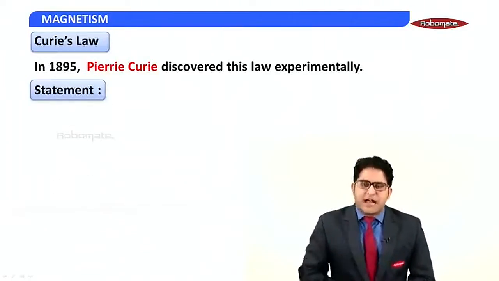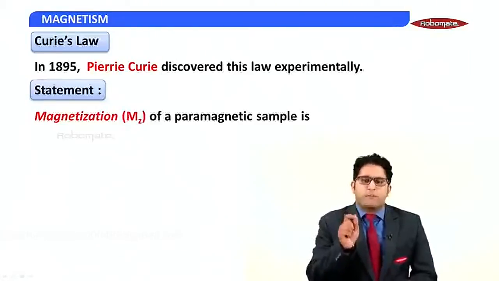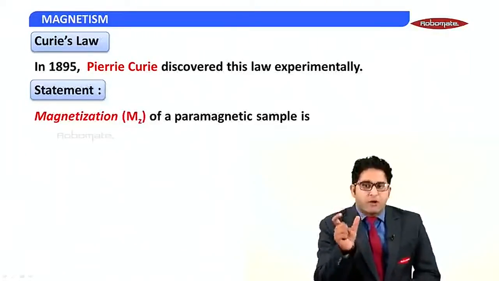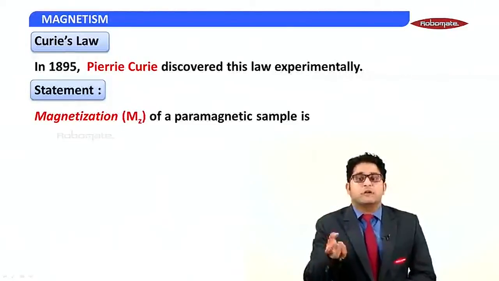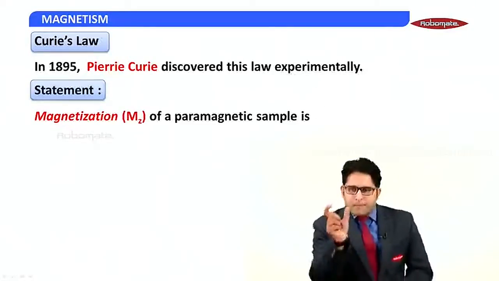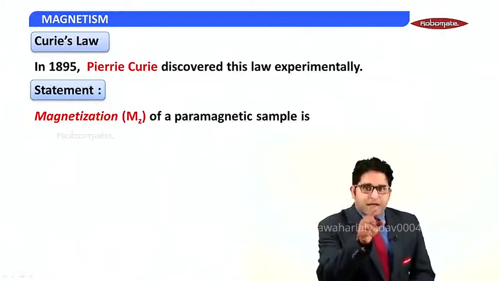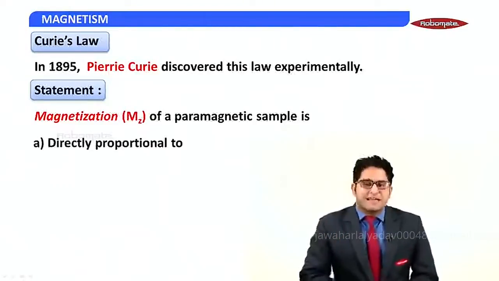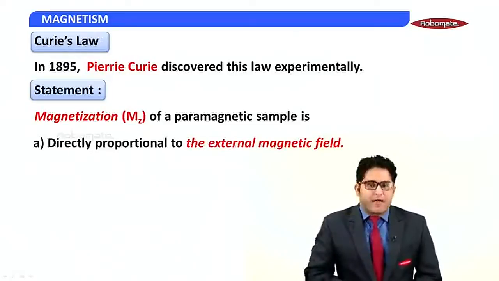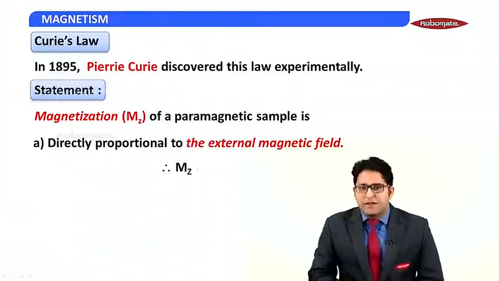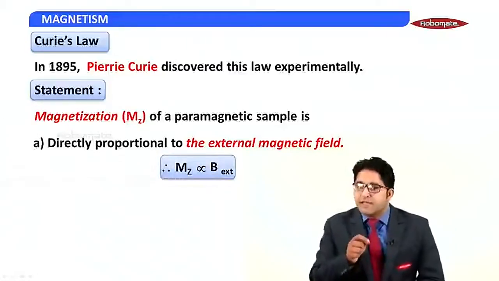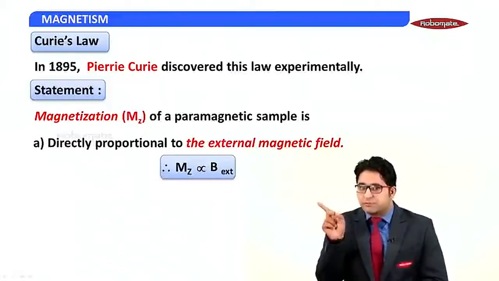He stated that magnetization of a paramagnetic sample. Now we have already learned what is magnetization. Magnetization is the ability to get magnetized. So magnetization of a paramagnetic sample is directly proportional to the external magnetic field. Therefore I can write mathematically Mz directly proportional to B external, right? This is the first part of the statement.